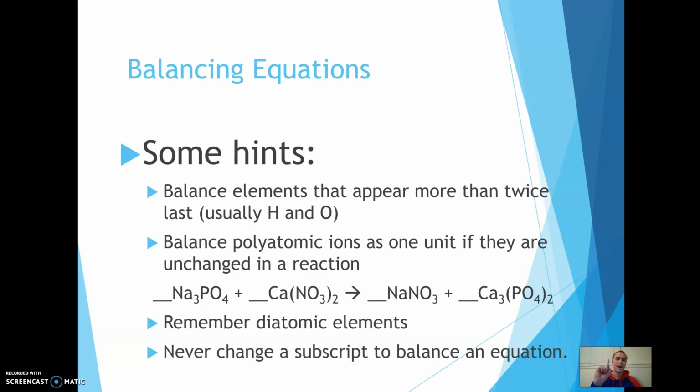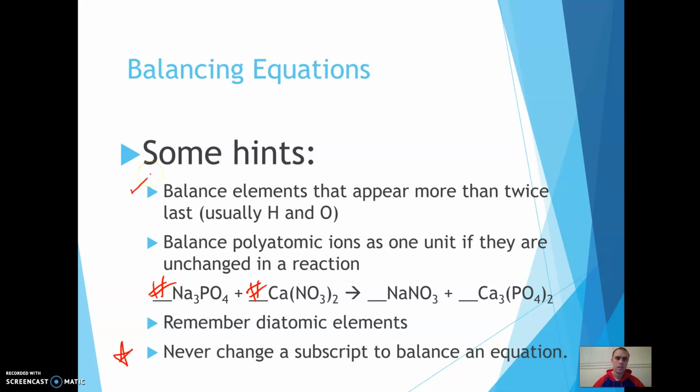The biggest thing, the one you have to remember, is this last one right here. You can never change a subscript when you balance equations, okay? Subscripts are the small numbers, like this 3 and the 4 down here, and this 3 and that 2 right there. You cannot change those at all. The only thing that you can add or change is big numbers out in front. We call those coefficients, okay? Same thing, like if you have 2x, 2 is the coefficient in math, right? And so you can only change the coefficients. You cannot change the subscripts, okay?